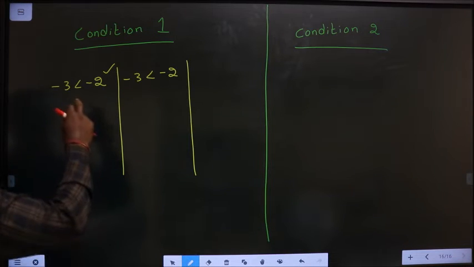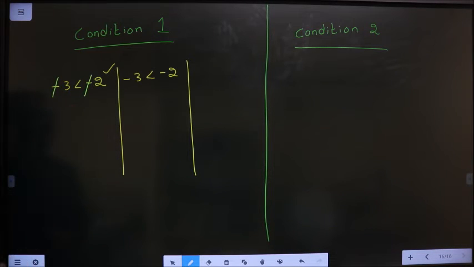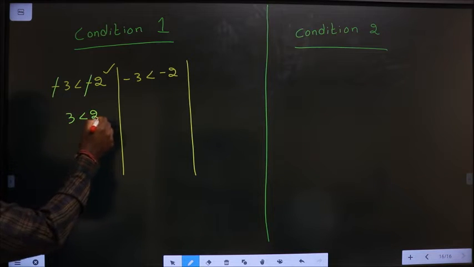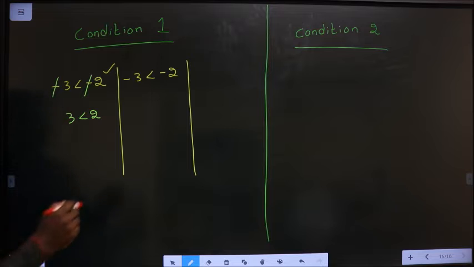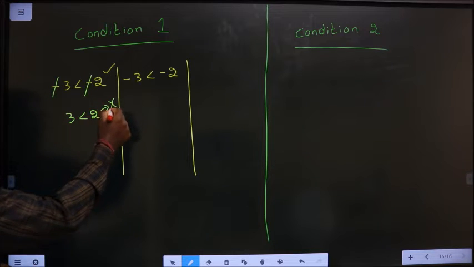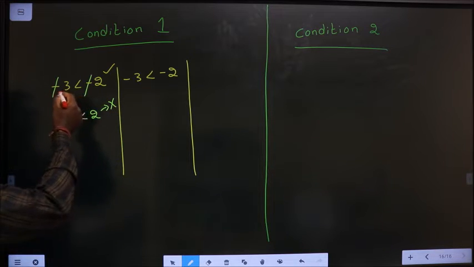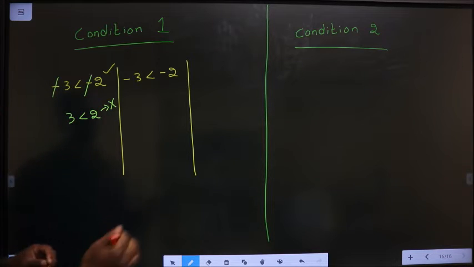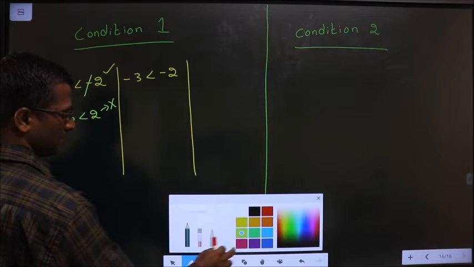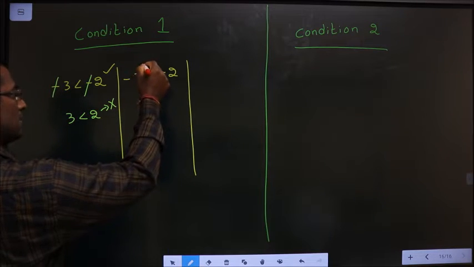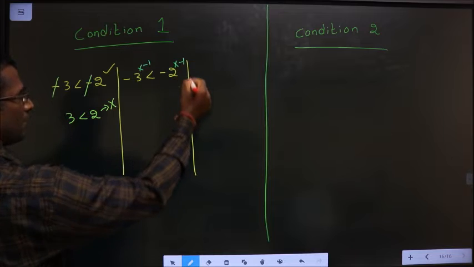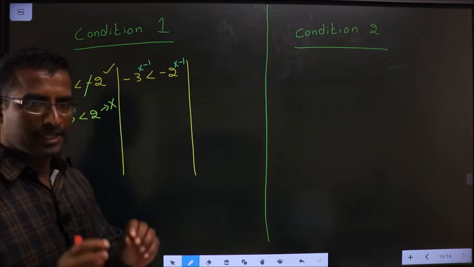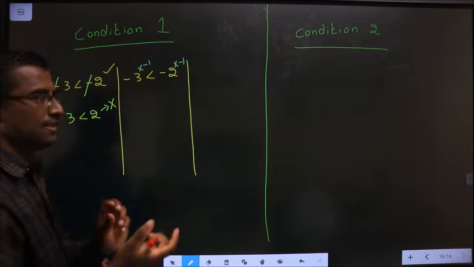Now, if I cancel the negative on both sides, then what do I get? I get 3 less than 2. Is it true? No, this is wrong. Why? You should not cancel negative in inequality. Clear? Instead, what you can do is multiply with minus 1. So whenever you are multiplying with a negative number in the inequality, inequality will change its direction.